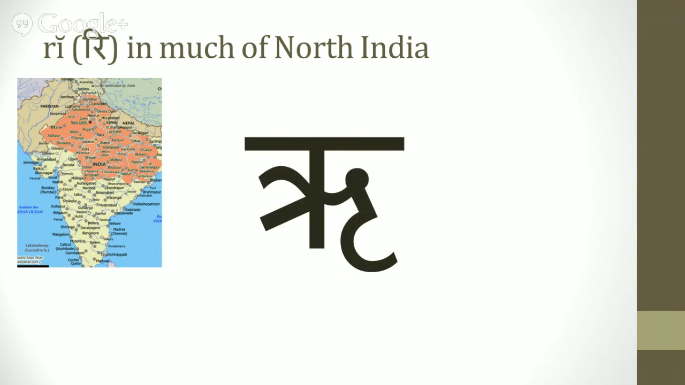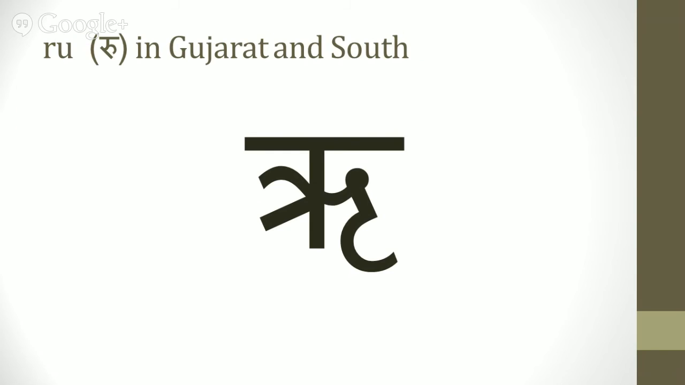So in northern India, this is pronounced re. Ubiquitously throughout northern India, this is pronounced like the Hindi R followed by the E matra. Re, re, re. But this is a very controversial sound. Why? Because in the South and in Gujarat, they will pronounce this Ru. Even when they speak Hindi, they will pronounce this Ru.